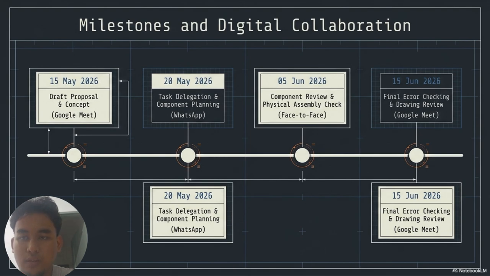And finally, on 15 June 2026, we conducted the final error checking and drawing review through Google Meet. During this stage, we identified and corrected any remaining issues before finalizing the design. Overall, the combination of an online communication platform and face-to-face meetings allowed the team to collaborate effectively, maintain project progress, and complete the digital twin model successfully within the planned schedule.